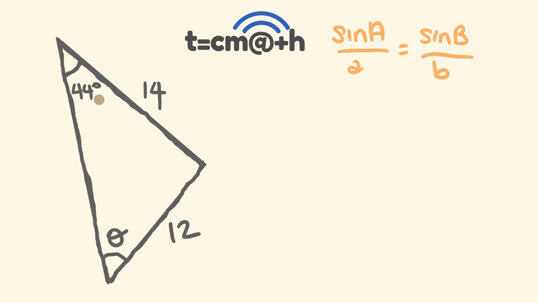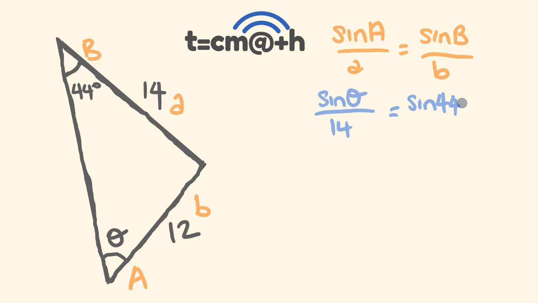So let's label our sides first. I like to keep the unknowns on this side, so I'm going to call this angle capital A, and this side little a. I'm going to call this angle capital B, and this side little b. So let's sub in our values here. Sine of A is equal to sine theta, and little a here is equal to 14. This is equal to the sine of B, which is sine 44 degrees, over little b, which is 12.